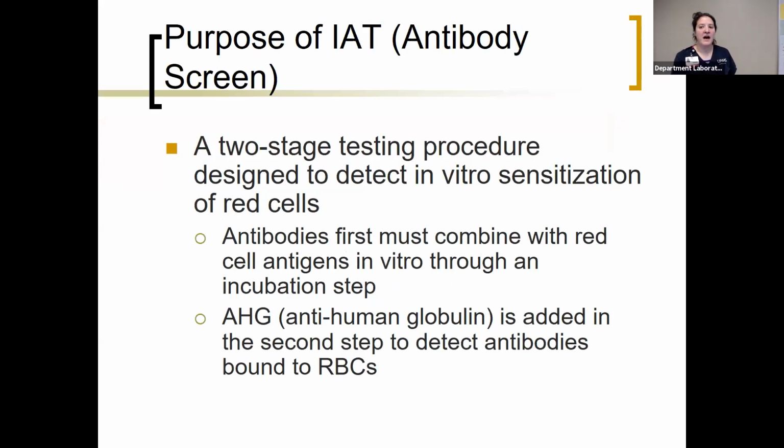So the purpose of the IAT, again, is your antibody screen. It's a 2-stage procedure, though some might even describe it as a 3-stage procedure. Again, we are detecting in vitro sensitization of red cells. We are making this antigen antibody complex occur. We're mixing patient plasma, where the antibody is, with commercial red cells, where our antigen is.